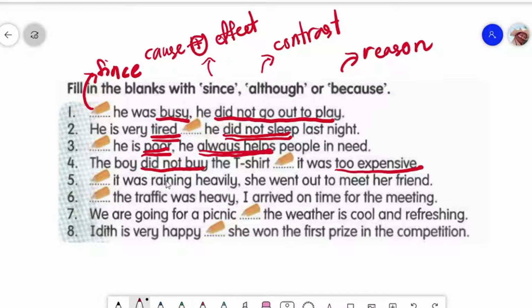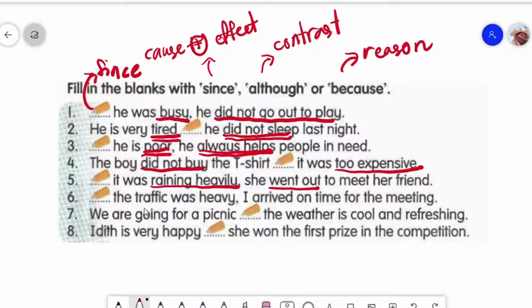Right. It was raining heavily. Hujan dengan lebat. She went out to meet her friend. Dia keluar pergi jumpa kawan dia. Keluar hujan-hujan lebat. Adakah dua penyataan ini bercanggah? Are they contrasting one another? Yes, bercanggah. Biasanya rain kan, hujan lebat, kita tak keluar, kita stay at home, right? But this girl, she went out to meet her friend. So the answer should be, although it was raining heavily, she went out to meet her friend.